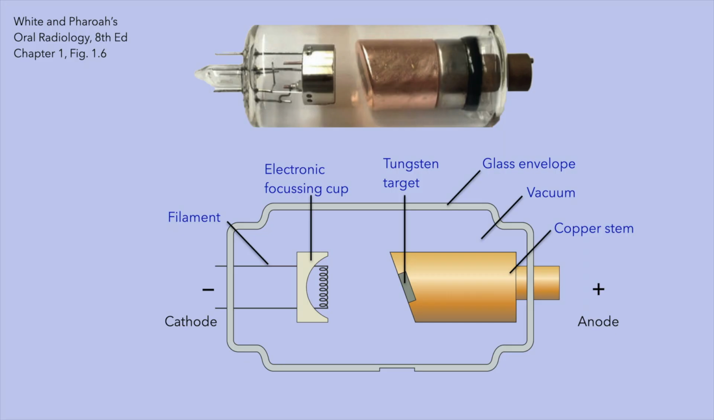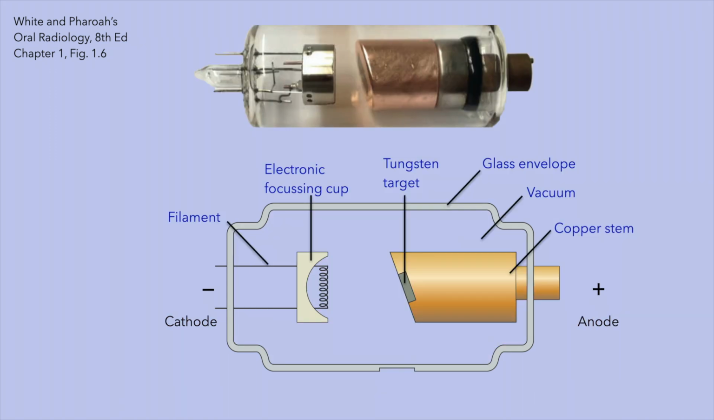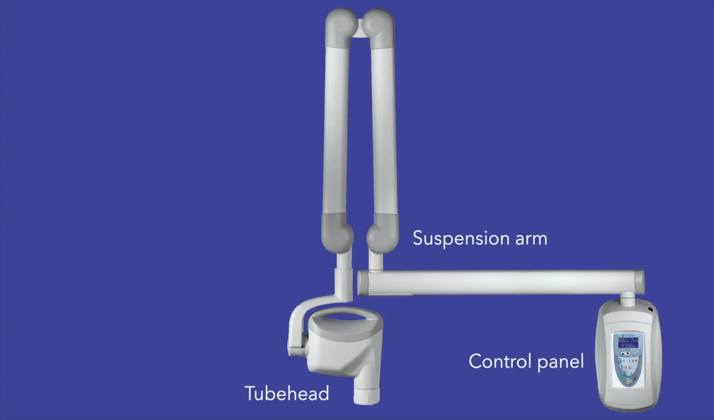Now recall the design of an X-ray tube. It consists of a cathode, which is negatively charged, and an anode, which is positively charged. In order to make X-rays, we need a high potential difference between the cathode and the anode. It is this high potential difference that provides the electrons with kinetic energy, and we harness that kinetic energy to make X-rays. We plug our X-ray unit into a wall outlet.